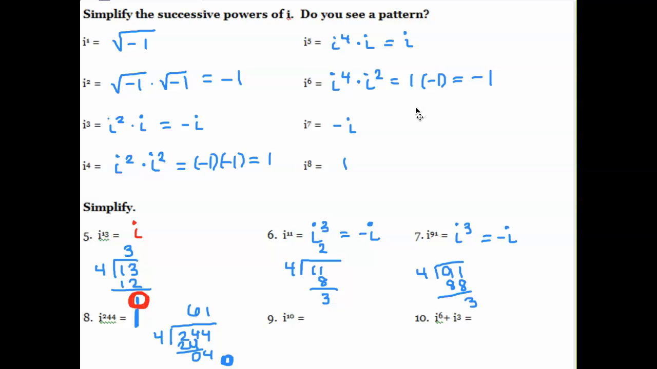Yes? How did you get i? Because my remainder is 1. So that's like i to the 1. But like anything to the first power is the same as itself. So 10, we get subtracting 8, so we get a 2. A remainder of 2 is i squared. i squared is negative 1.